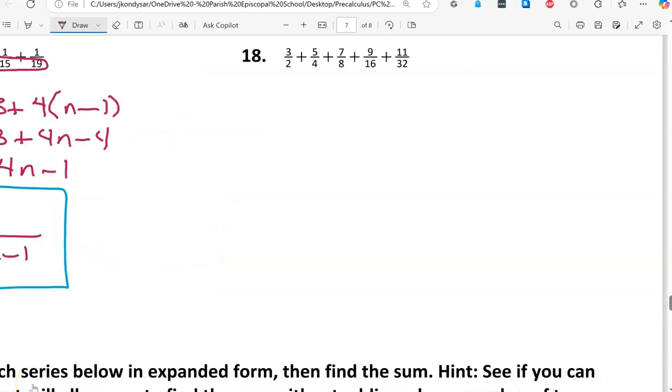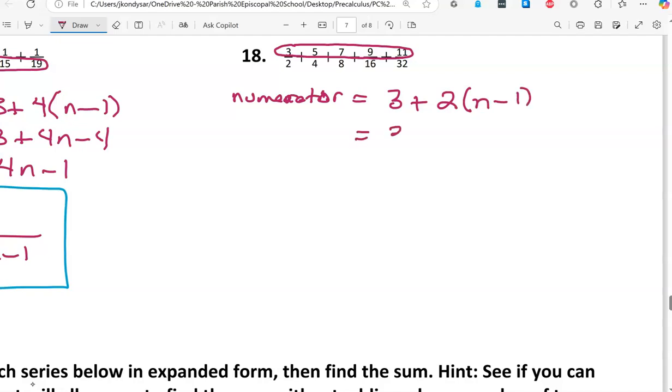In 18, these fractions form neither an arithmetic nor a geometric sequence. However, the numerators, if we look strictly at those, they are forming an arithmetic sequence. So I'm going to write an expression for the numerators. The numerators are equal to the first term of the numerator plus the common difference times n minus 1. And so that gives us 3 plus 2n minus 2, which is 2n plus 1.